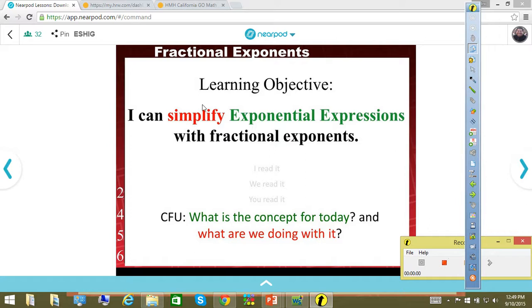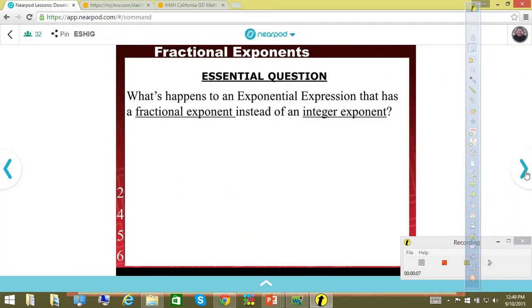Our objective for today is the same one as yesterday. I can simplify exponential expressions with fractional exponents. And the essential question yesterday was, what happens when an exponential expression has a fractional exponent instead of an integer exponent? At the end, answer that question in the summary section of your notes. The question is, what happens to an exponential expression that has a fractional exponent instead of an integer exponent?